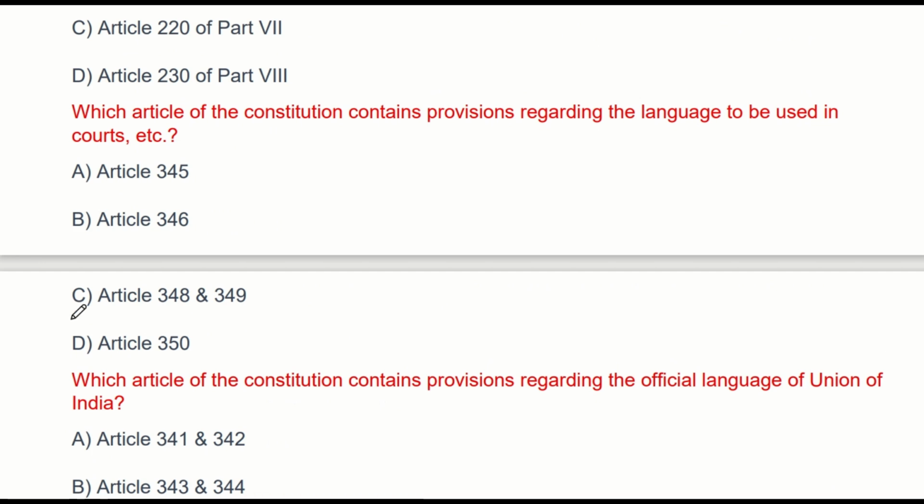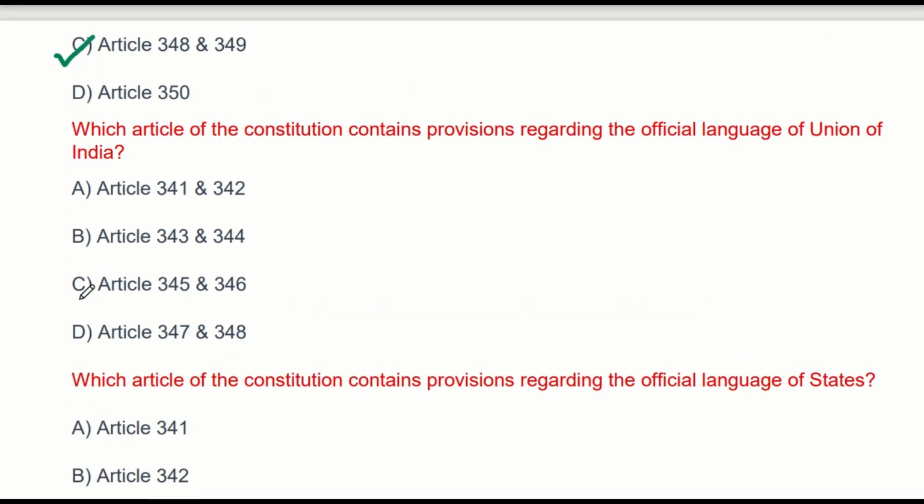Which article of the Constitution contains provisions regarding the language to be used in courts, etc.? A. Article 345. B. Article 346. C. Article 348 and 349. D. Article 350. And right option is option C. Article 348 and 349. Which article of the Constitution contains provisions regarding the official language of Union of India?